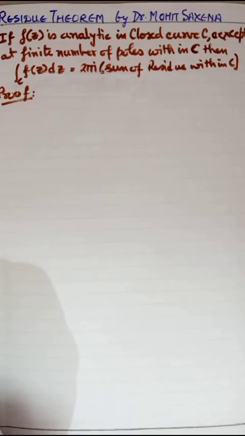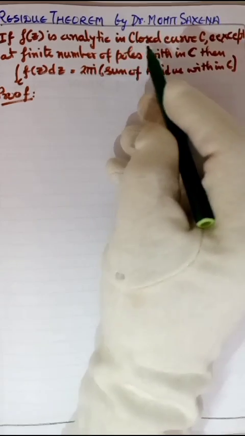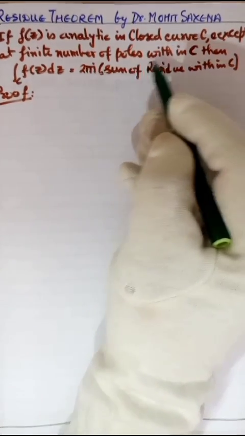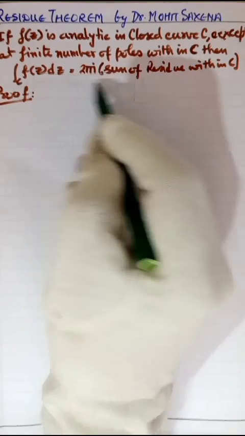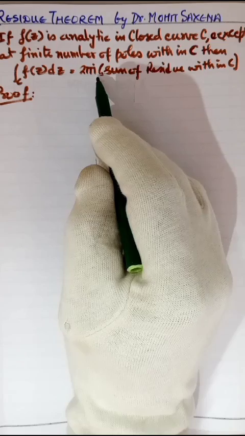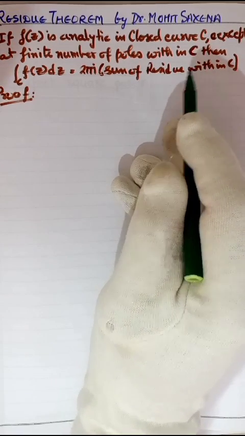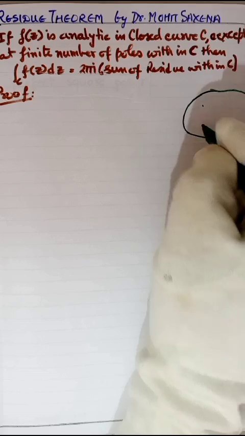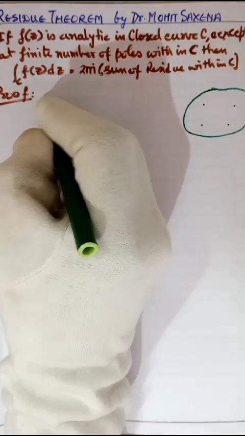The residue theorem states that if f(z) is an analytic function in a closed curve C region except at a finite number of poles within C, then the integral over C of f(z) dz is equal to 2 pi i times the sum of the residues within C. Going into the proof of this theorem, there is a region C and inside there are certain points which are poles for the function f(z).